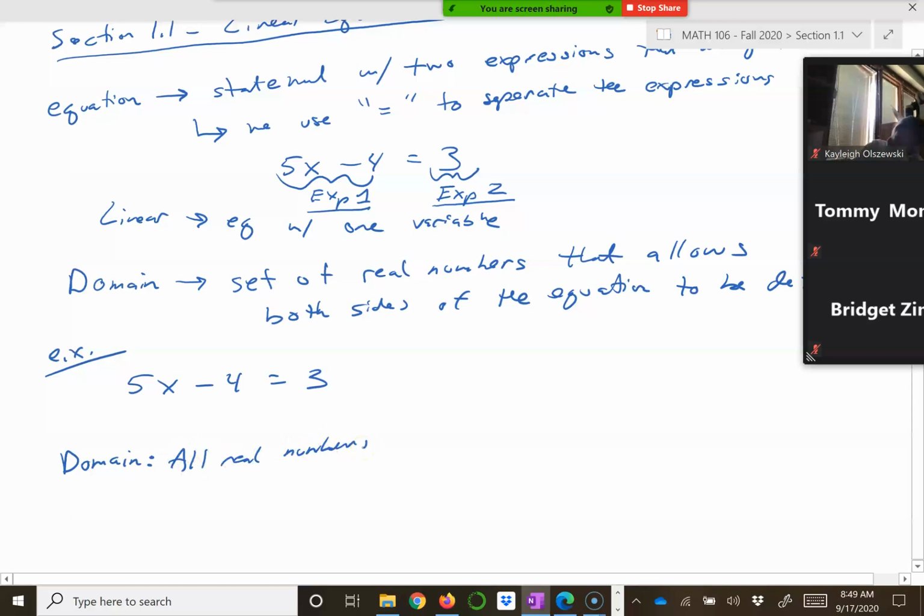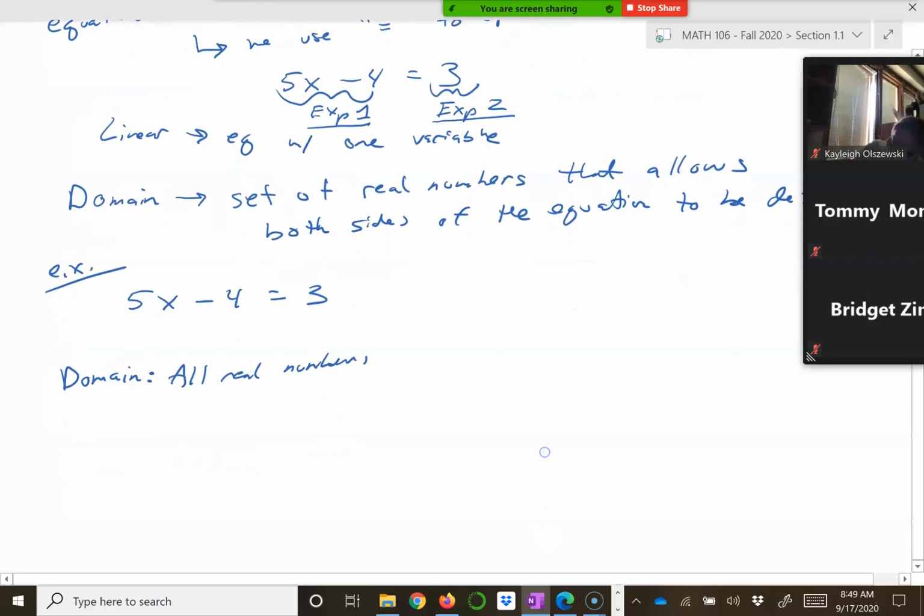Okay. Now, this book introduces something called interval notation when defining the domain of an equation. So if your domain is all real numbers, here's what the interval notation version of the domain would look like. And you've probably seen this before. Okay, so this is basically saying from negative infinity all the way up to positive infinity, all of those real numbers satisfy this equation, or essentially mean that it's defining both sides.